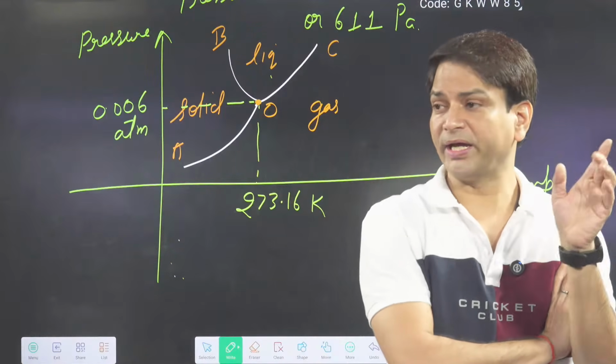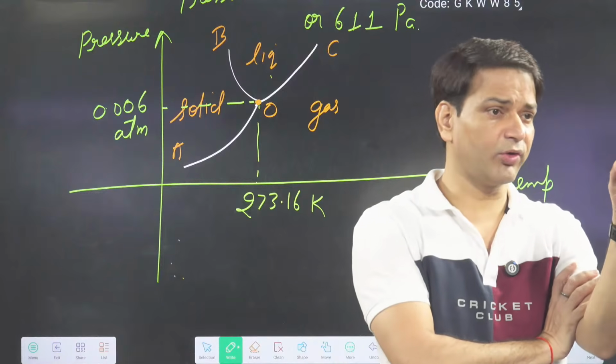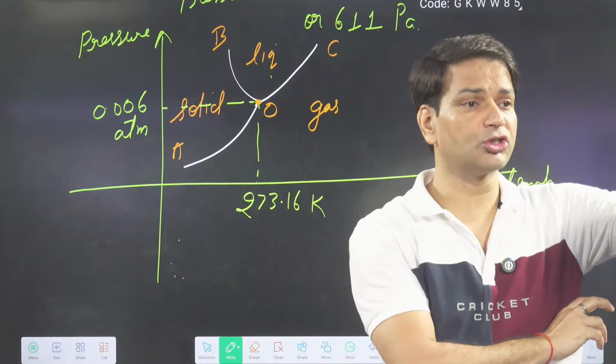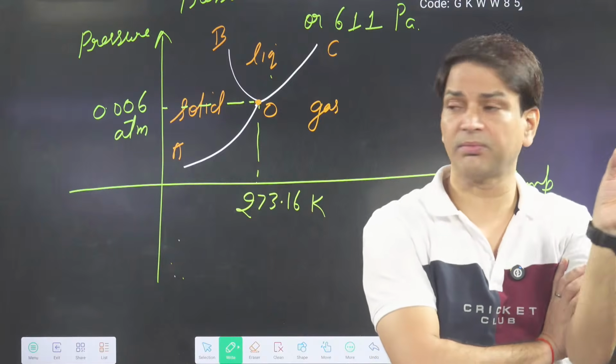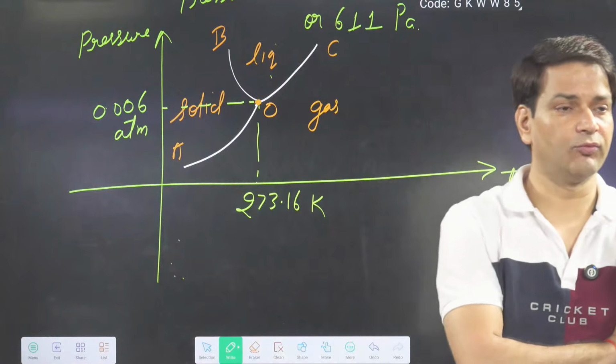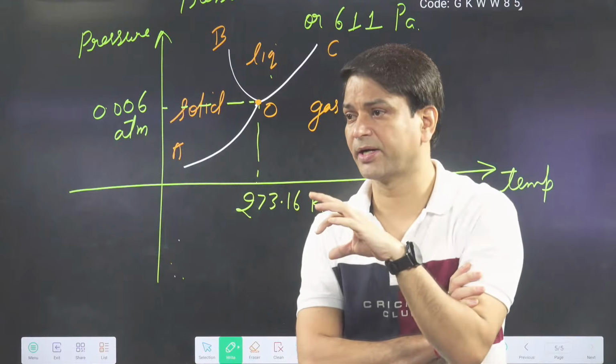If you see OB, one side of OB is the liquid and the other side is the solid. On OB, both solid and liquid states exist in thermal equilibrium. So what is the curve OB? OB is the melting curve. Everybody got this?